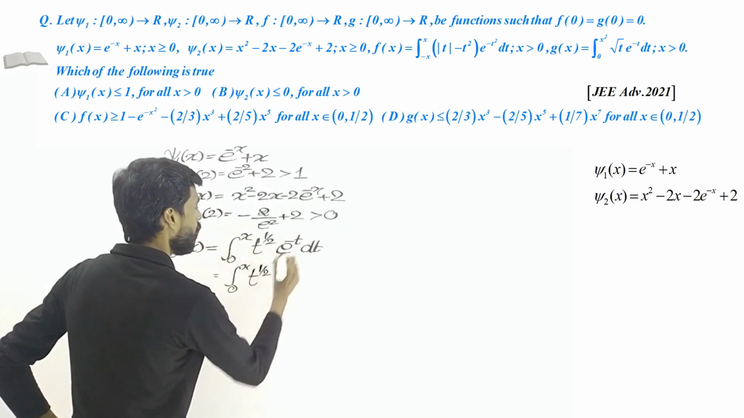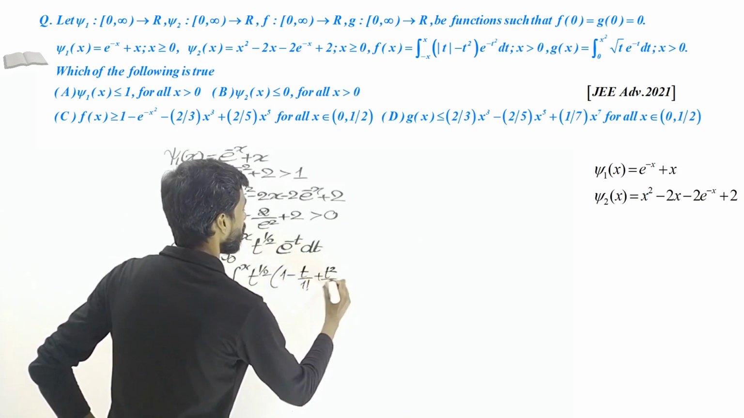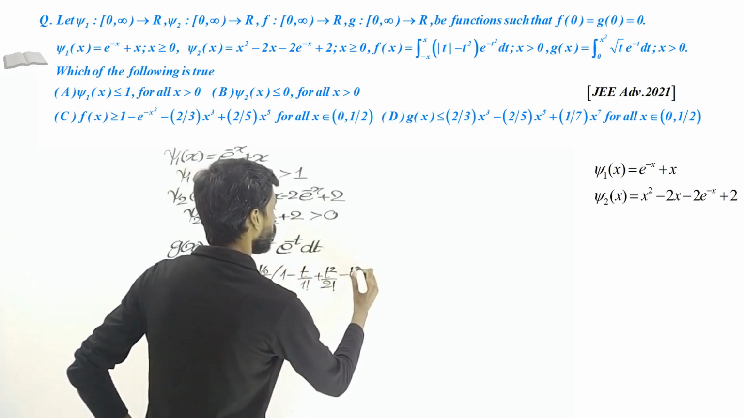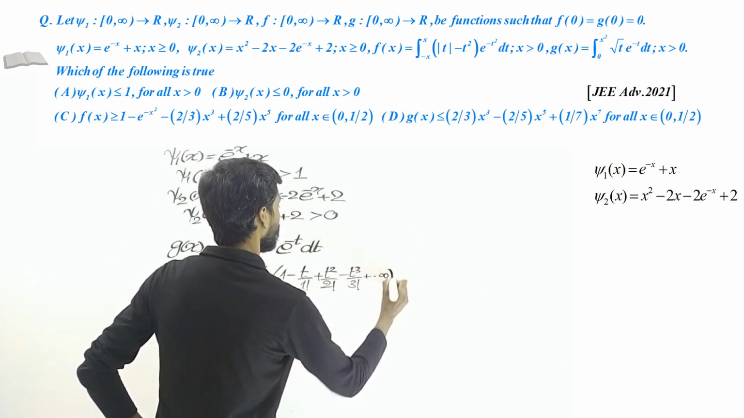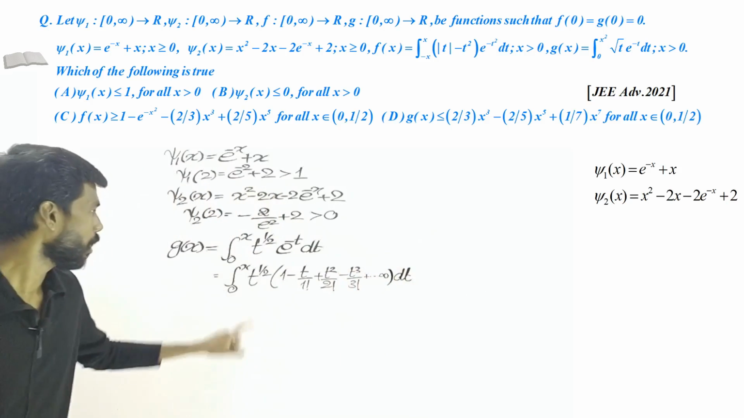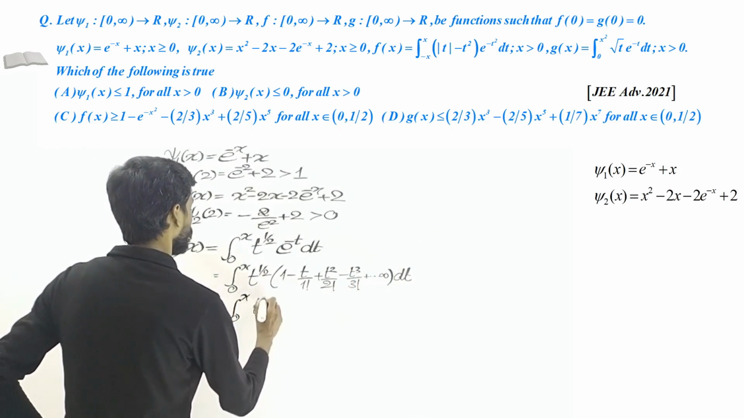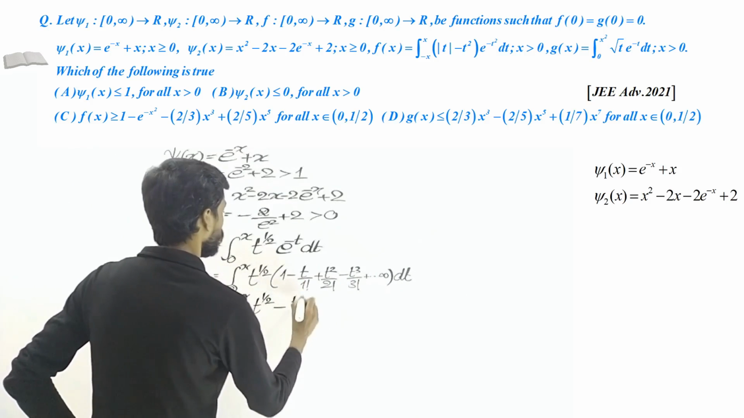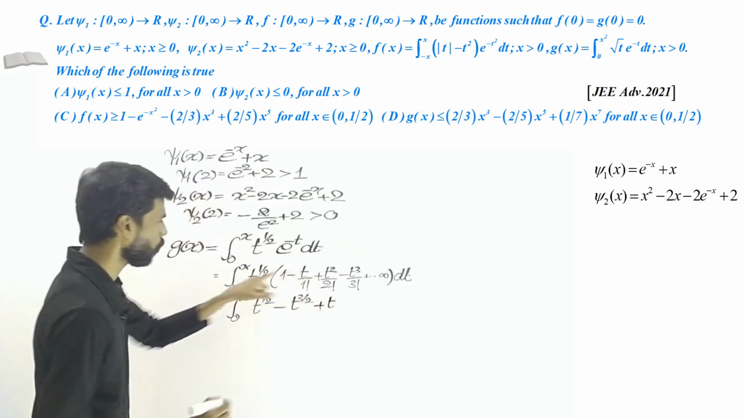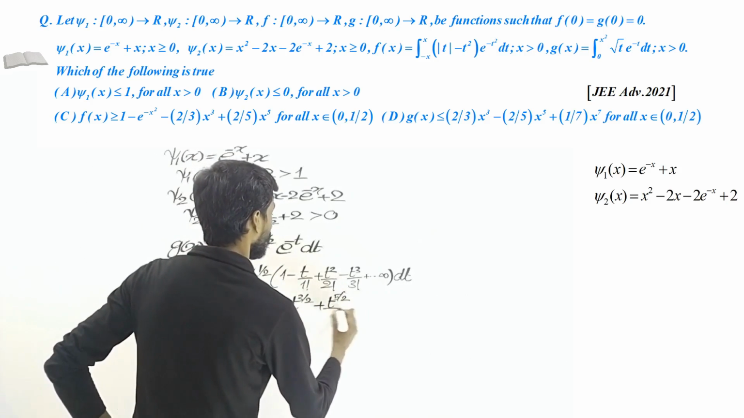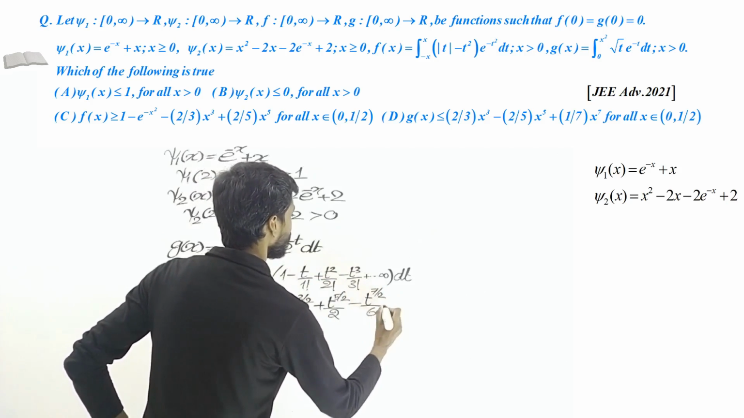So it is t to the power half. What is the exponential series? 1 minus t divided by 1 factorial plus t square divided by 2 factorial minus t cube divided by 3 factorial, and so on. There are infinite terms, till infinity, dt. Now do the multiplication. This value is the integral from 0 to x of t to the power 1 by 2 minus t to the power 3 by 2 plus t to the power 2 plus 1 by 2, that is 5 by 2, divided by 2, minus t to the power 3 plus 1 by 2, that is 7 by 2, divided by 6, plus etc.